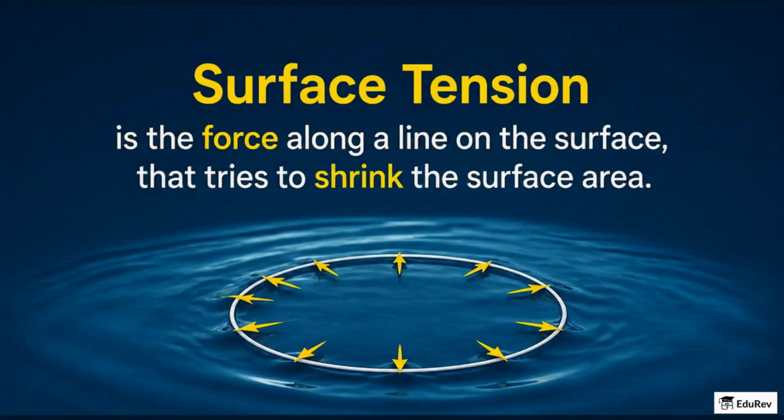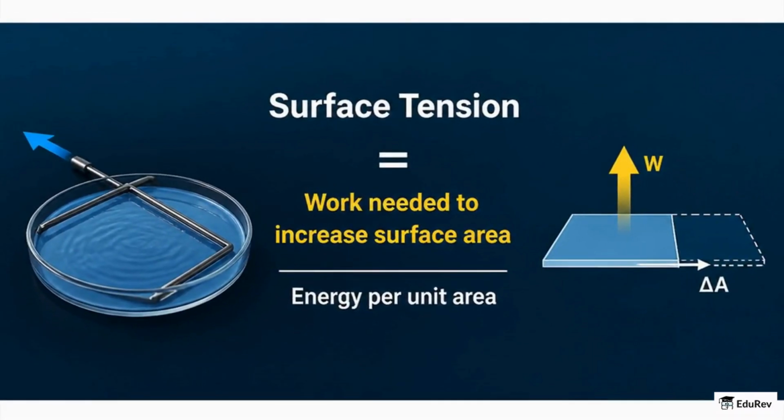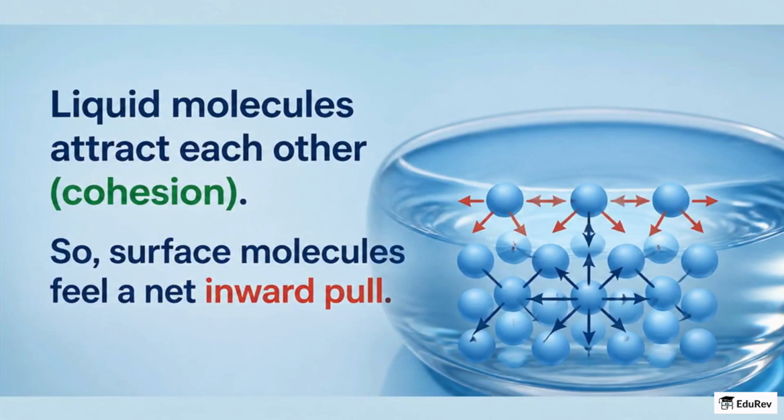In simple words, surface tension is the force along a line on the surface that tries to shrink the surface area. We can also see surface tension as the work needed to increase the surface area, that is, energy per area. This happens because liquid molecules pull on each other.